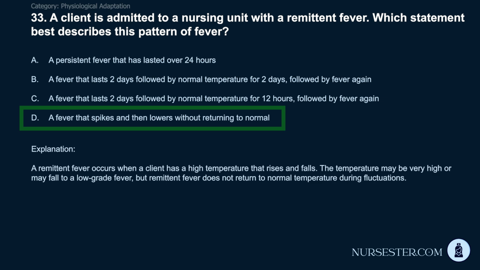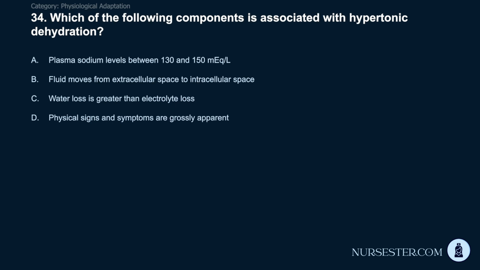A remittent fever occurs when a client has a high temperature that rises and falls. The temperature may be very high or may fall to a low-grade fever, but remittent fever does not return to normal temperature during fluctuations.